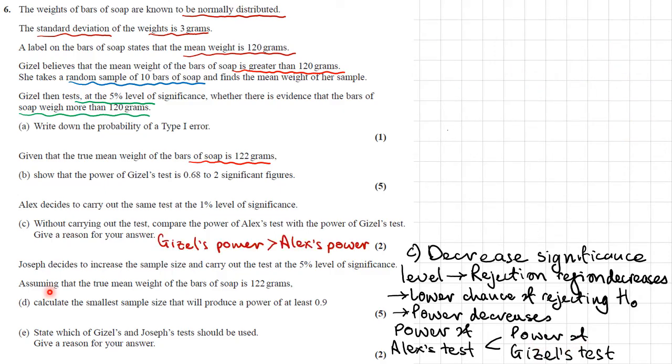Joseph decides to increase the sample size and carry out the test at the 5% level of significance, assuming that the true mean weight of the bars is 122 grams.